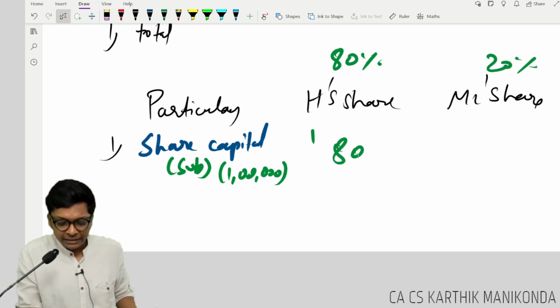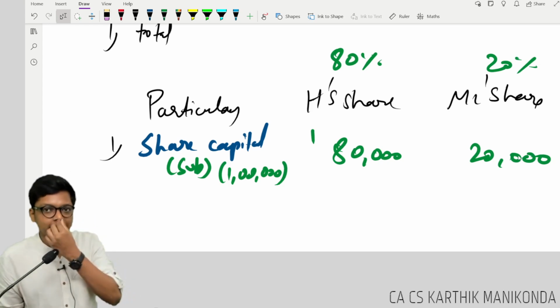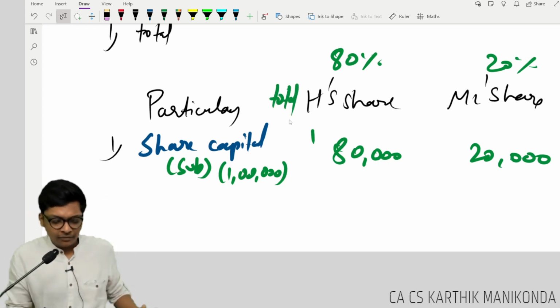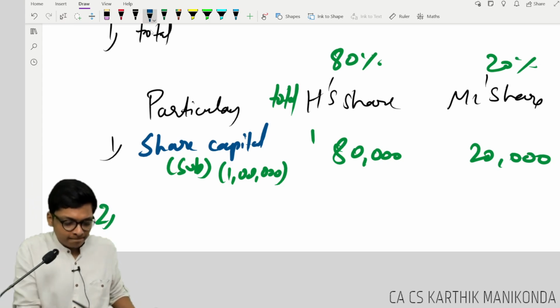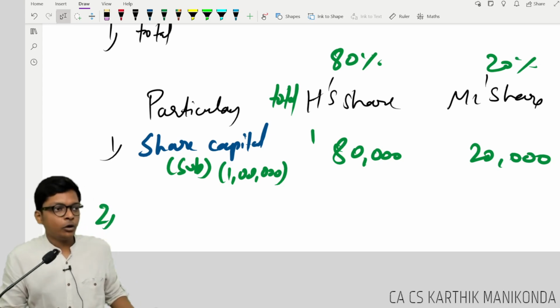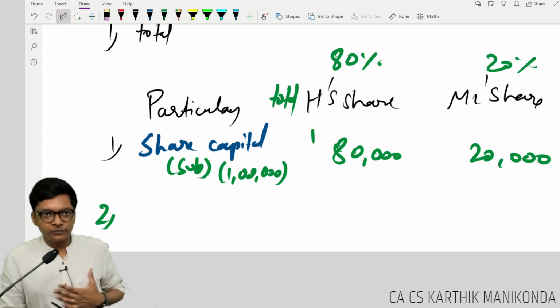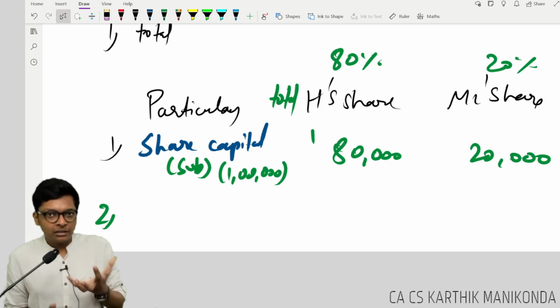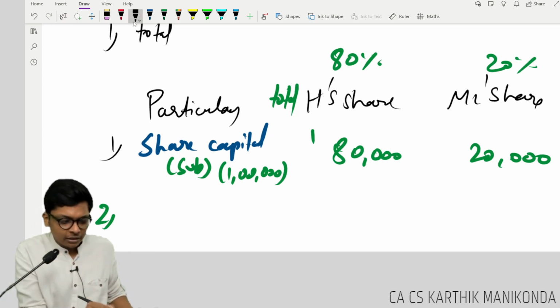So write down here 80,000, 20,000. Are you following, guys? Maybe you can write one more column called total and write the amount over there, 1 lakh. Are you following, guys? I'll tell you why this table is going to be useful. It's going to be the heart of the whole computation. Look at this.